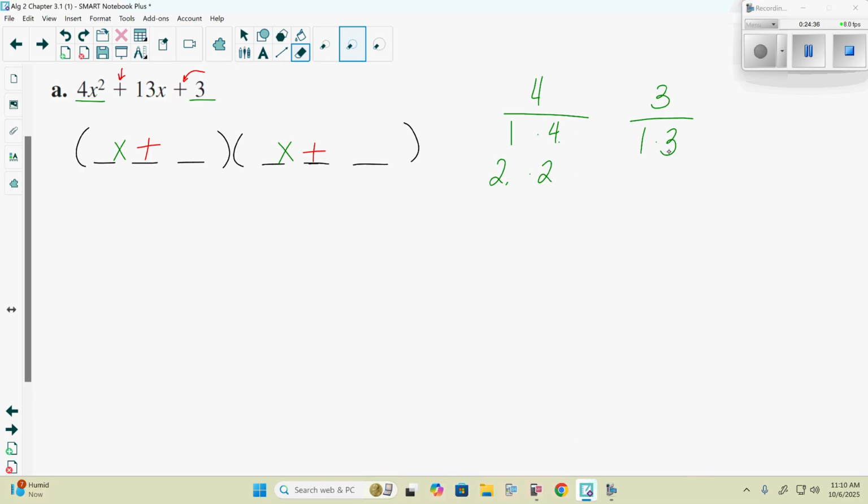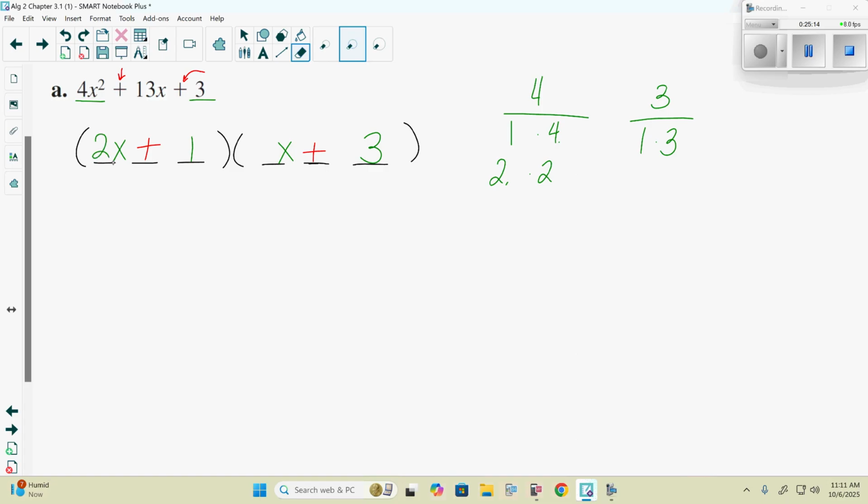Factors of 3 are 3 and 1, 1 and 3. Are there any others? No. It's prime, so there's only one set of factors, 1 and itself. Now the question is, which one do we want to use? Well, for 3, I only have one set, yes? I'm going to plug them in. We can throw it in because we can do 1 and 3 or 3 and 1. We just need to pick one and choose it. Because our factors of 4 are 1 and 4, 2 and 2, yes? Pick one of them. 2 and 2.